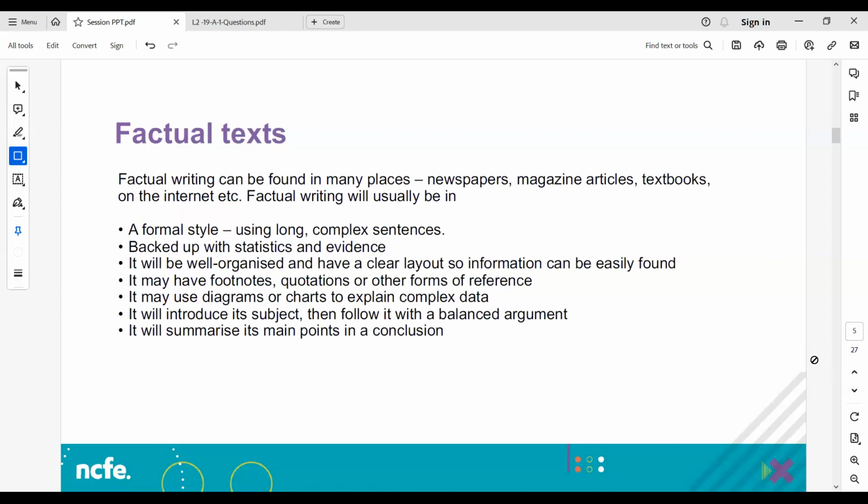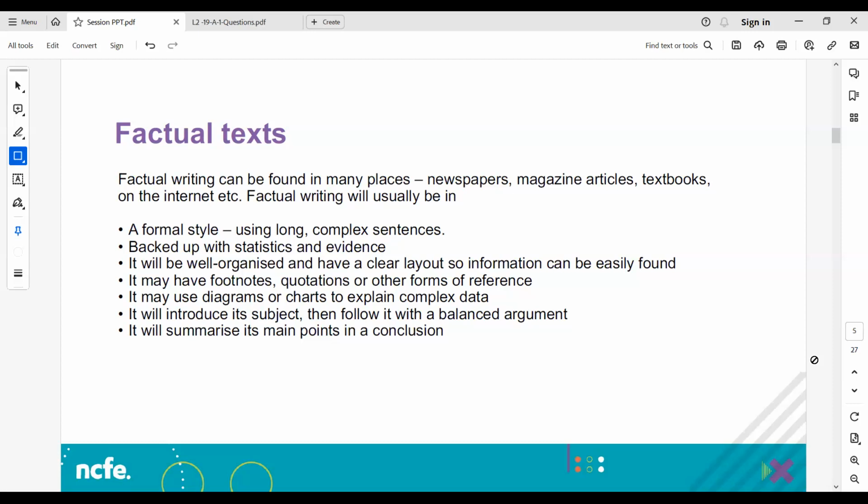So some examples or some information about the different text types. We'll go through them, and then I do have some examples of some of them to show you. So factual text, factual writing, we see this all the time, newspapers, magazines, it could be a website. If you're studying, you will see it in your textbooks, whether they could be online textbooks or actual textbooks, but they'll feature the factual writing. And this is usually formal.